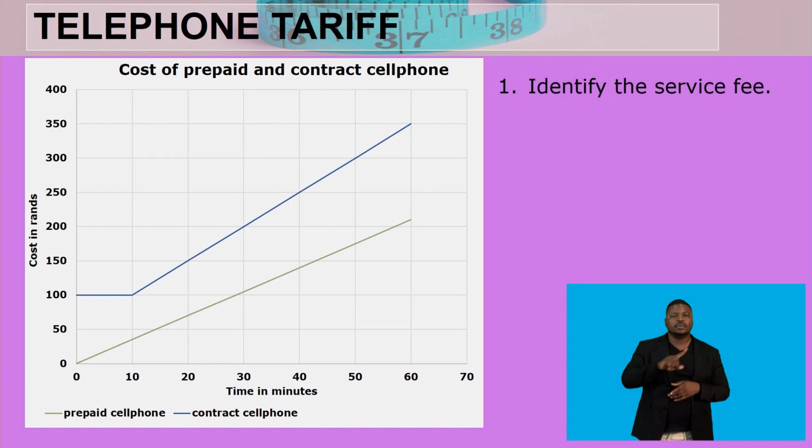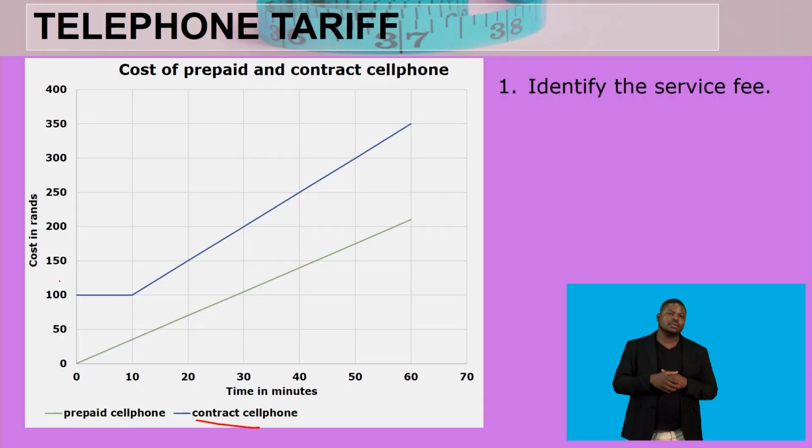Then question 1 says, identify the service fee. How do we identify the service fee? Where do we find the service fee? We only find it on a contract cell phone. So that service fee is what? It is 100 rand.